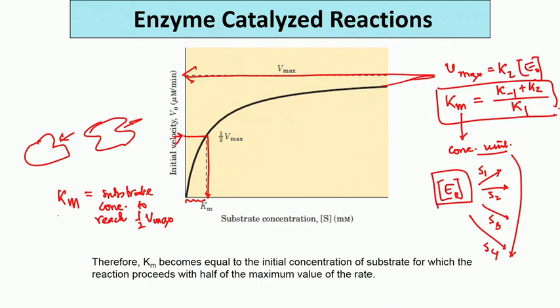Now, what is the significance of K m? K m can be defined in two ways. One is that K m is basically the ratio of these rate constants. On the other hand, you can define it as the substrate concentration required to reach half of the V max. Both are correct, and both are important, but let us analyze this part first.